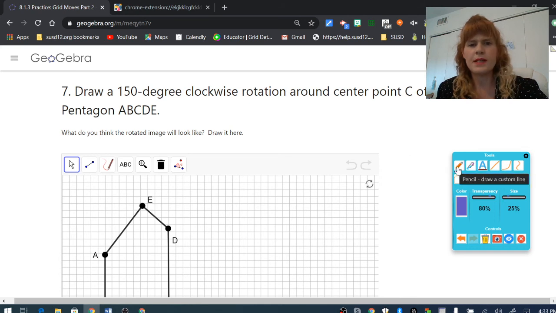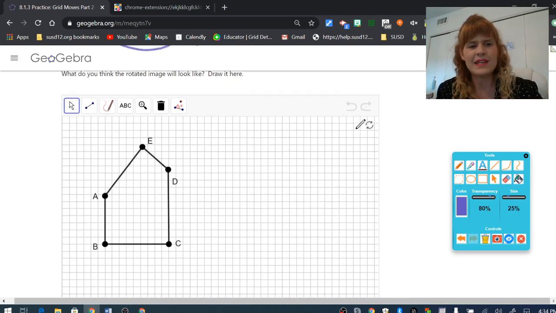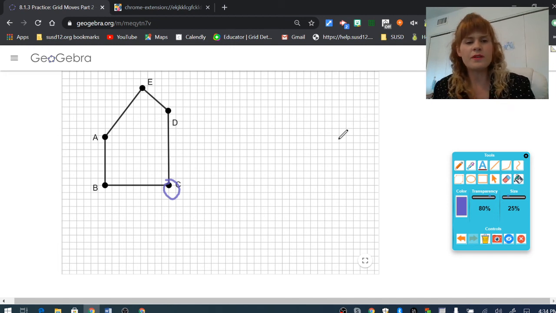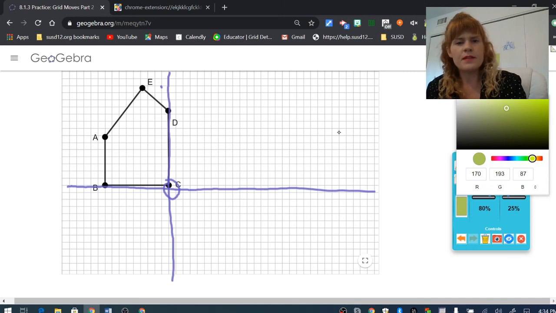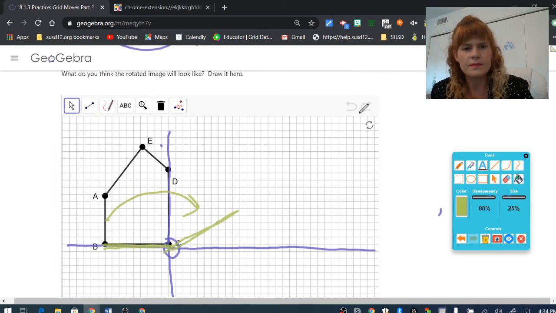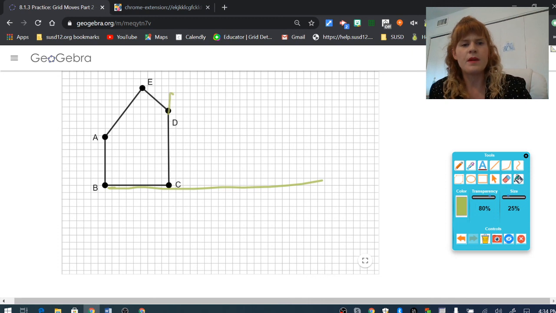Let's try number 7. It says draw a 150-degree clockwise rotation around center point C. Here's center point C, and we're going to go 150 degrees. Well, I can just imagine that if I draw a line and another line to make kind of an axis right there, and then from this point here, this line here is going to go all the way over about to here. I can imagine that's about 150 degrees clockwise. It says clockwise. Good. Okay. Oh, I lost my line. Let me get that back. There. So line BC is going to end up right about there.